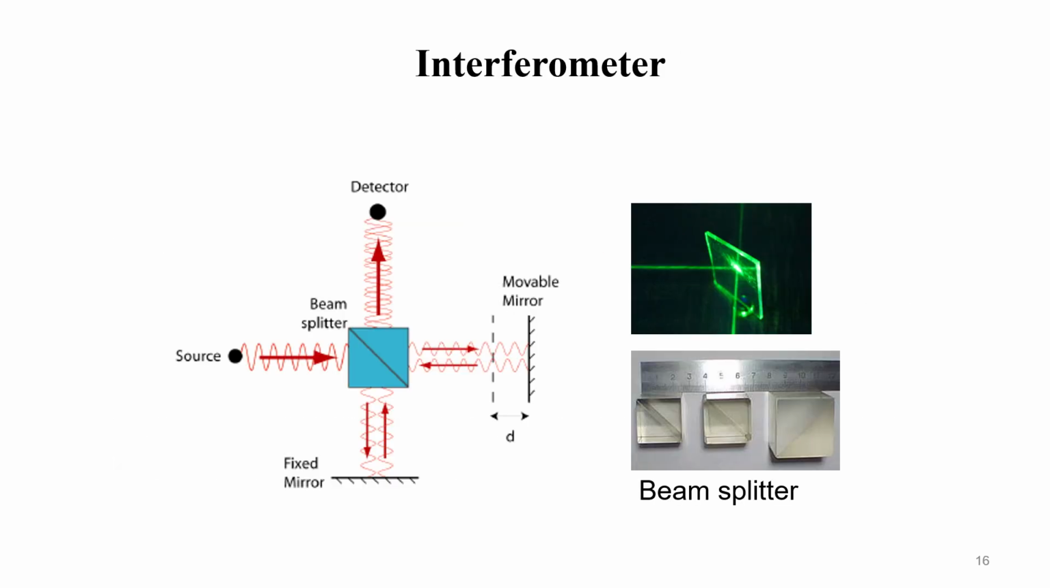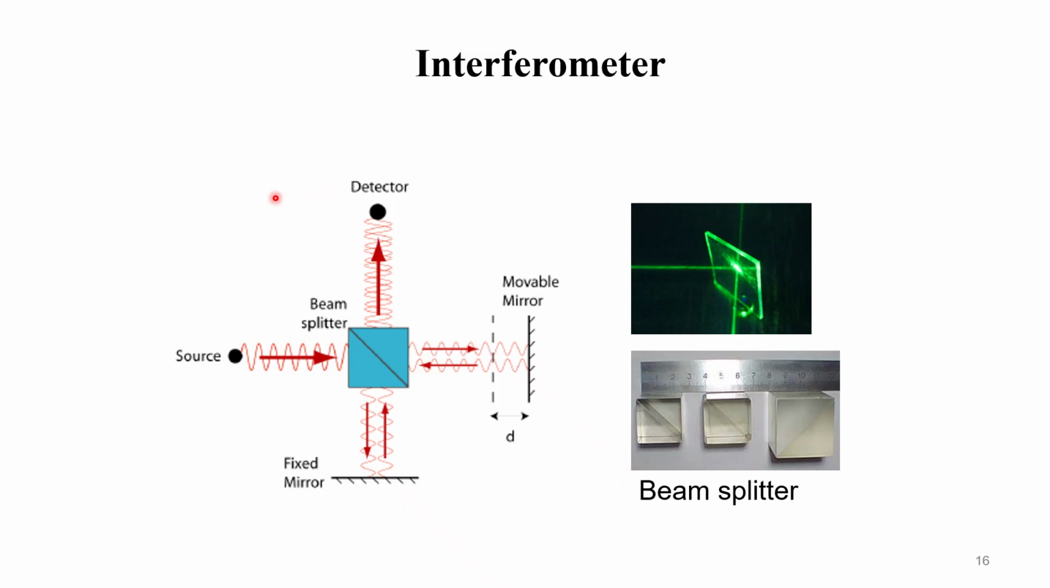The most important part of a Fourier transform spectrometer is the interferometer. Instead of filtering or dispersing the electromagnetic radiation, an interferometer allows source radiations of all wavelengths to reach the detector simultaneously.